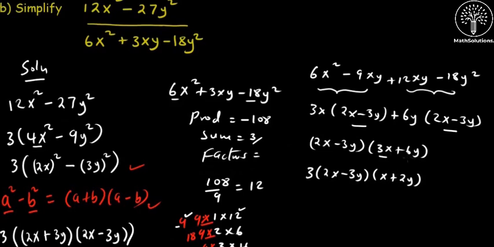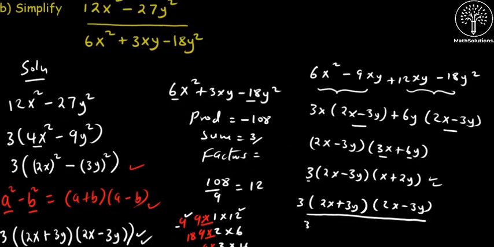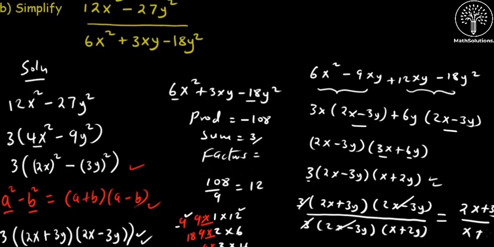Remember, 3 was a common factor here, so we factored it out. Dividing the numerator by the denominator, we will have 3 into 2x plus 3y into 2x minus 3y divided by 3 into 2x minus 3y into x plus 2y. 2x minus 3y cancels with 2x minus 3y in the numerator. 3 and 3 cancel, and therefore the simplified form becomes 2x plus 3y all over x plus 2y.